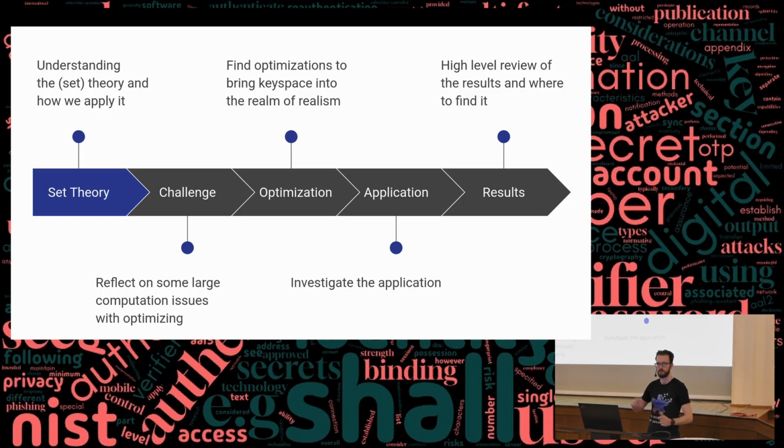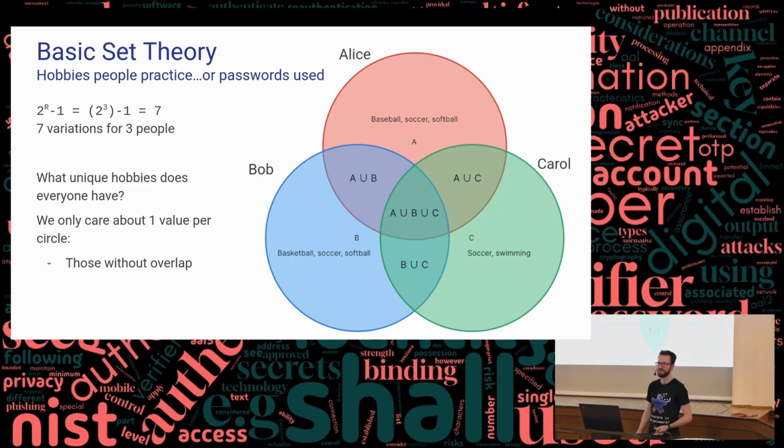and go forward, look at some of the challenges, how we optimize it, and finally look at the application and some of the results. Who here is familiar with set theory? Show of hands. Just a few. Who here has seen a Venn diagram before? A little more. So to those that are not familiar with Venn diagrams, they look like this.